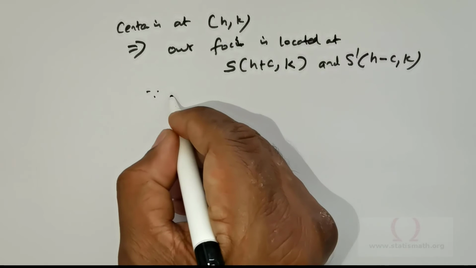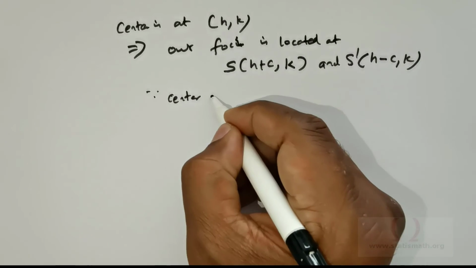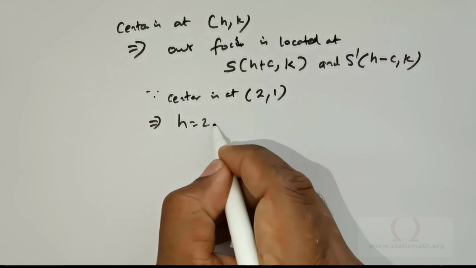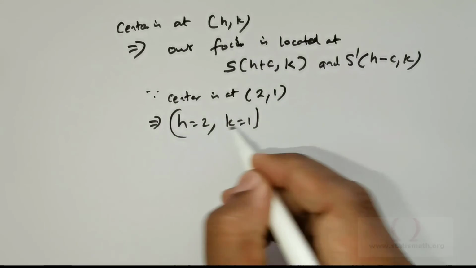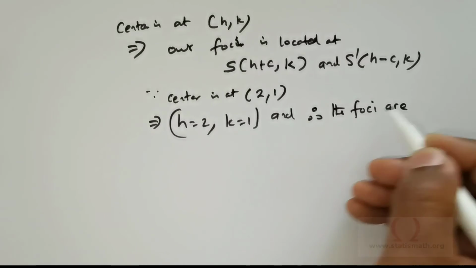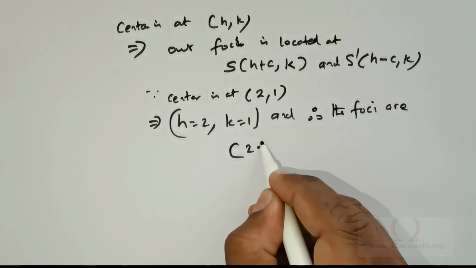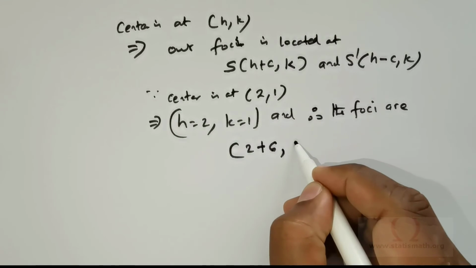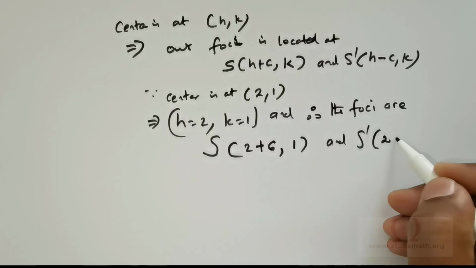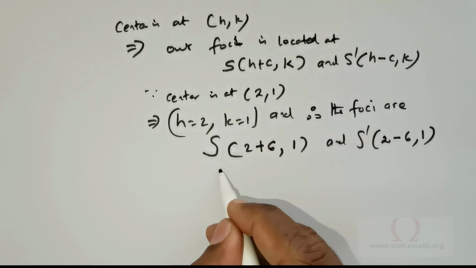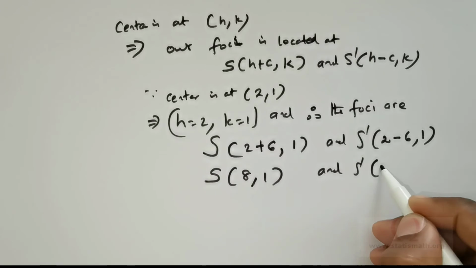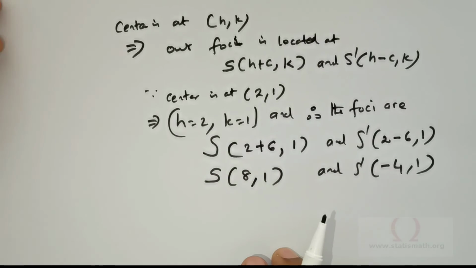Now since the center is at 2 comma 1, this means my h is equal to 2 and my k is equal to 1, and therefore the foci are: my h is 2, my c is found to be 6, comma my k is 1, this is for S, and S dash, my h is 2, my c is 6, my k is 1. So rewriting this is going to be S of 8 comma 1 and S dash of negative 4 comma 1. So that is the foci.